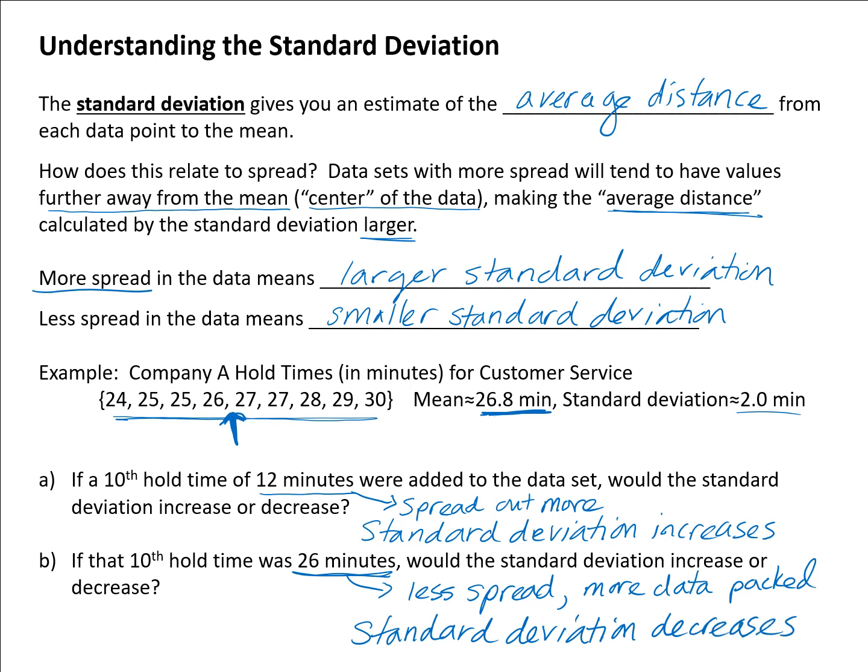And we're not actually calculating the standard deviations here with this new 10th data point. We're just thinking about, based on what standard deviation means, what would generally happen. In this case, a value that is a long ways away from the mean, so out on the edge, is going to create more spread. Like that 12 minutes is out on the edge of the data set. It spreads out the data set more, so your standard deviation increases. Whereas if you have less spread, the data is more packed together, as we had with 26 minutes, the standard deviation will decrease. Okay.